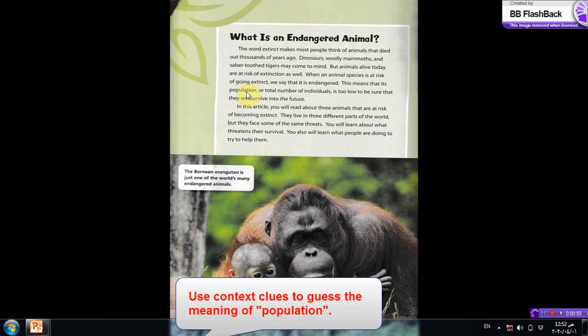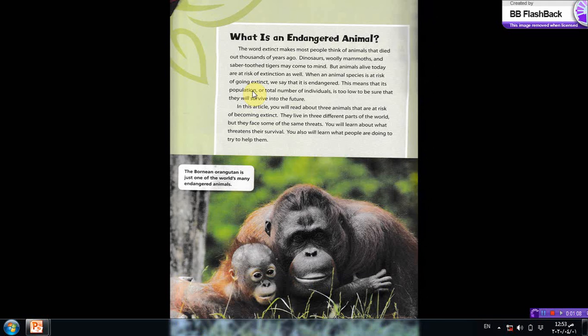What does it mean? When I have a word that I don't know its meaning, use context clues. Read the sentences around it, so maybe you'll find a clue to explain it to you. So the word population means the total number of individuals. So here it's better to use the word population rather than the total number because that's more suitable to an informational text about endangered animals. So keep this in your mind.